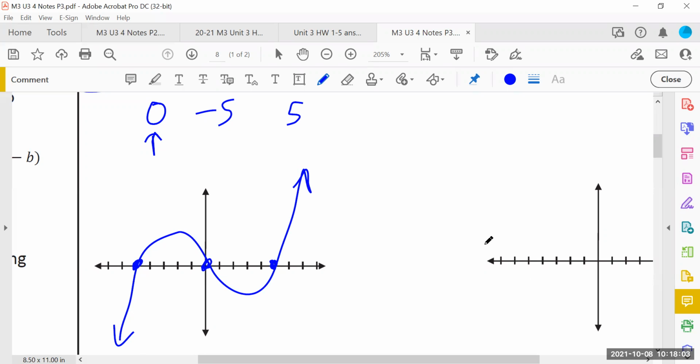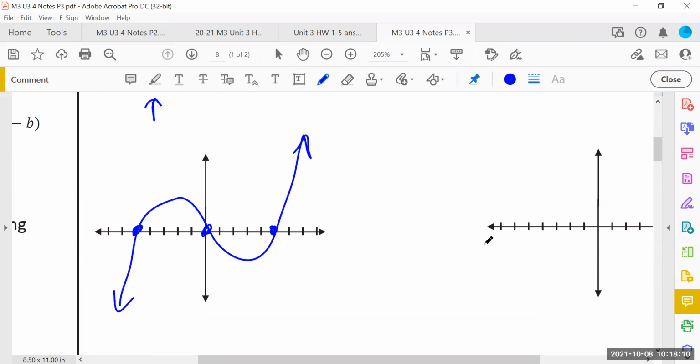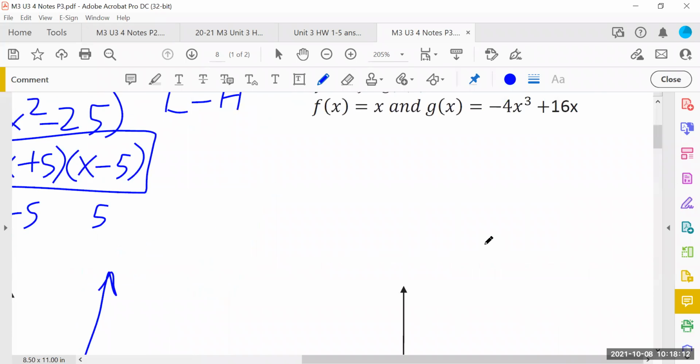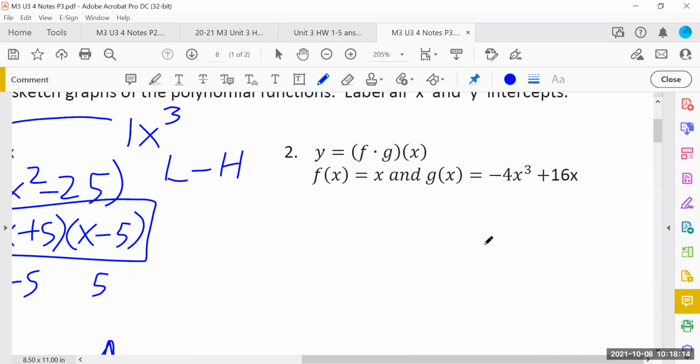Does that make sense to everybody? We factor it and we graph it like we did before. Let's try number 2. This one is f times g of x, right? It's not the open circle. It's not f of g of x. It's f times g of x.